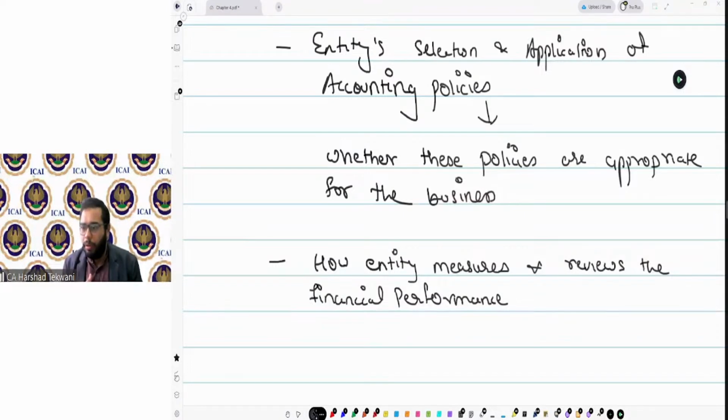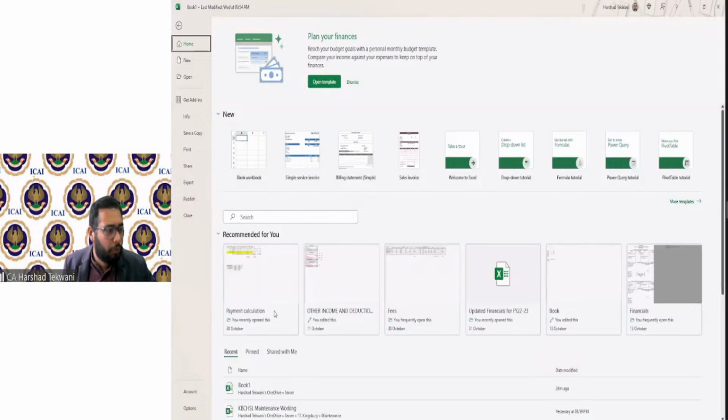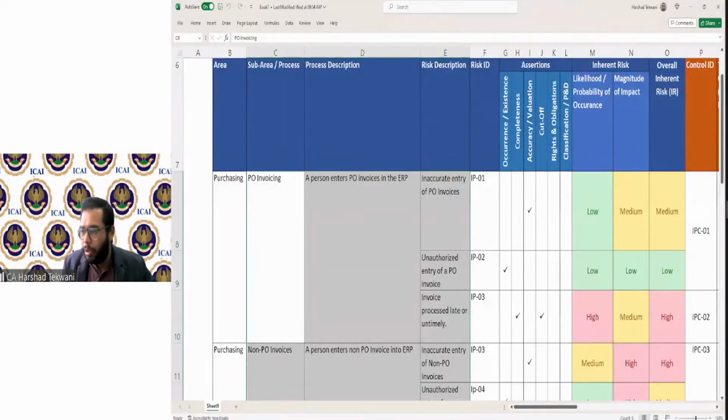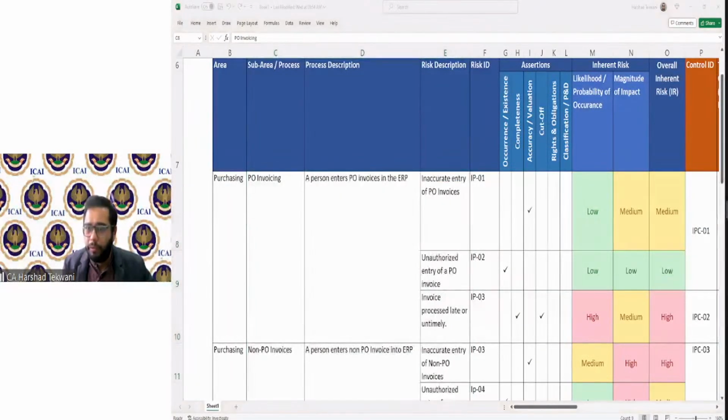Okay. Cash basis or accrual basis. Good, Mohammed. Depends upon the nature and size of entity. Good, Tanisha. Depends upon legal structure. Yes. Budgeting and forecasting. Good, Amit. Yes, Geeta. Let me show you some information on that. When I say measuring financial performance, let me show you one example.